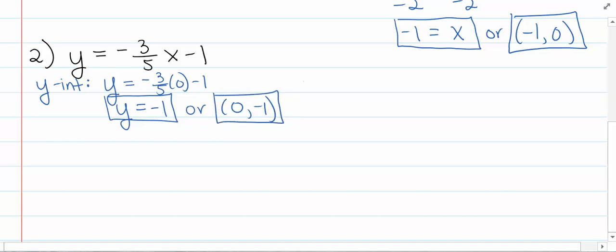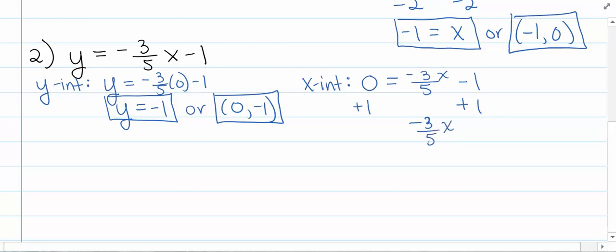If we're finding our x-intercept, we plug in 0 for y, and then we want to solve for x. And I'm going to put x up top with the negative 3 minus 1. So I'm going to add 1 to both sides. I have negative 3/5 x equals 1. I want to solve for x, so to get rid of the division by 5, I'm going to multiply both sides by 5. I have 5 equals negative 3x, then divide by negative 3.